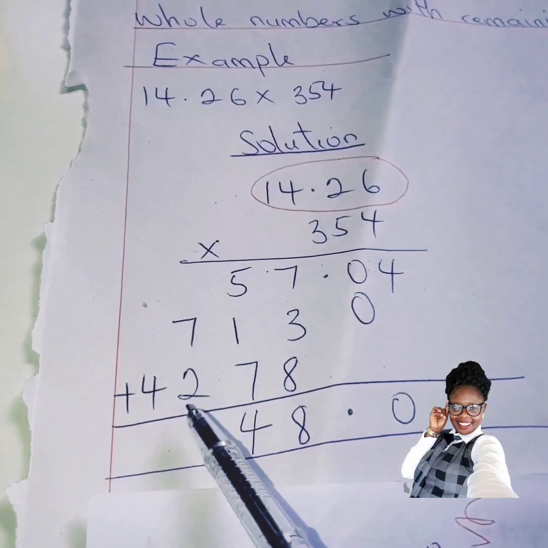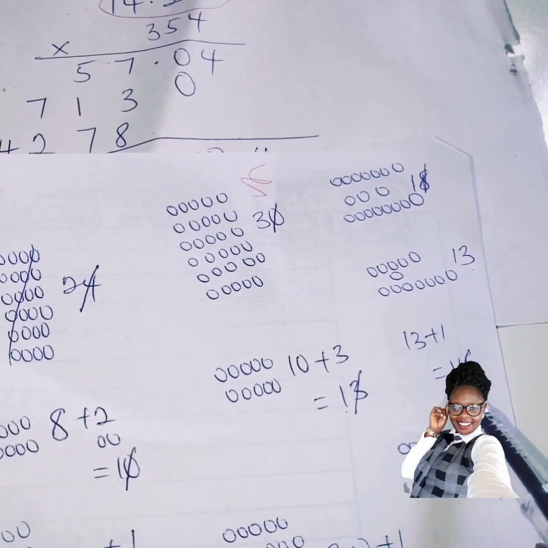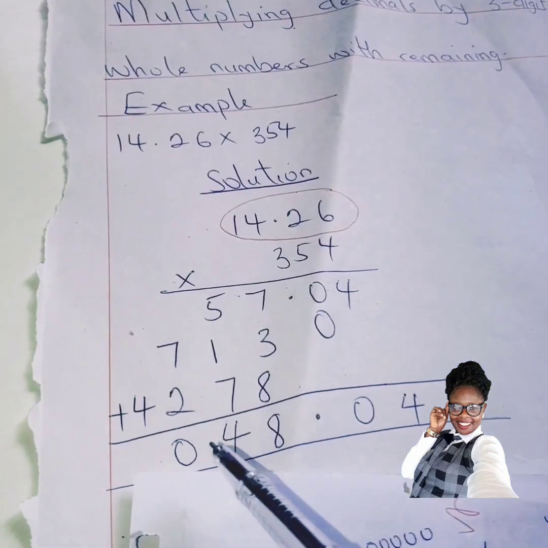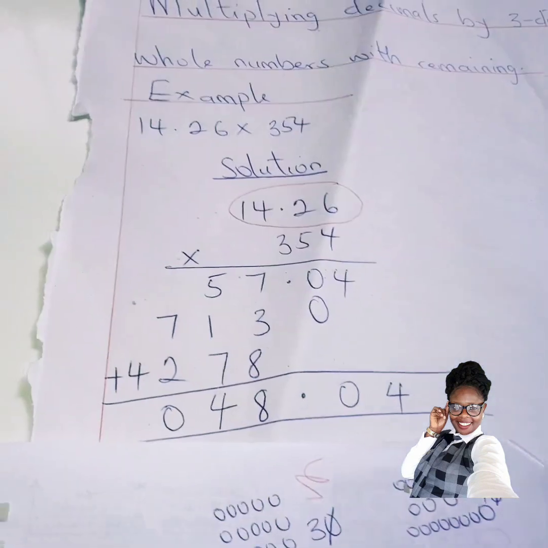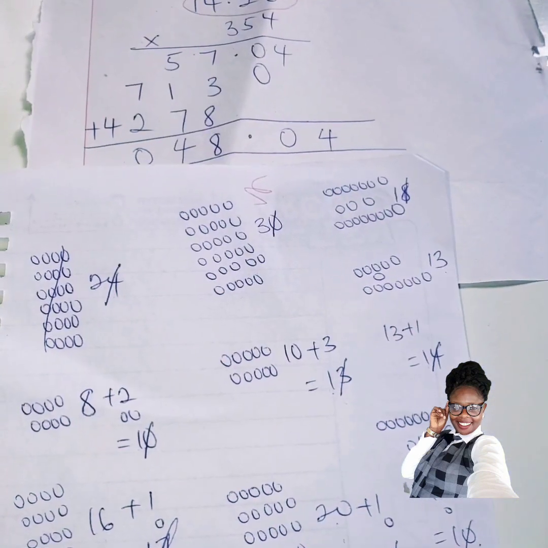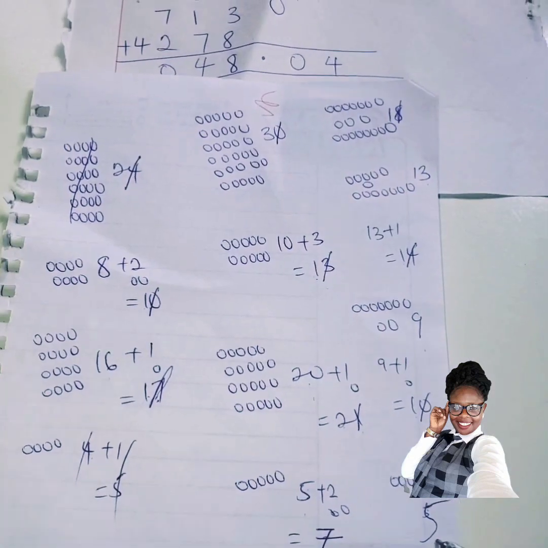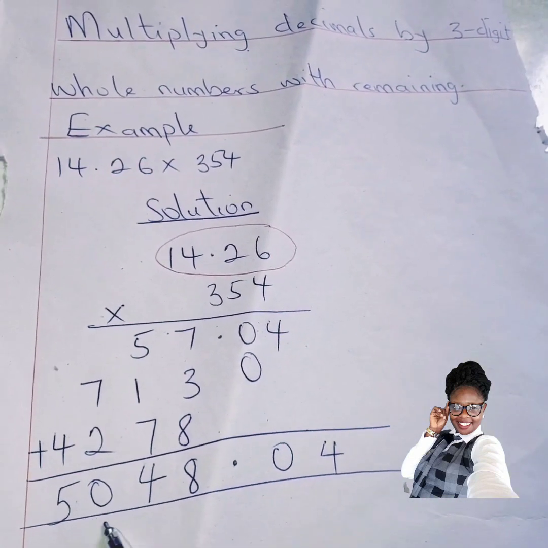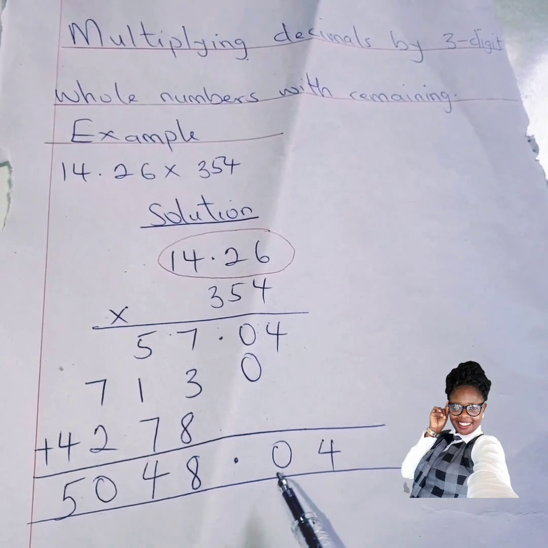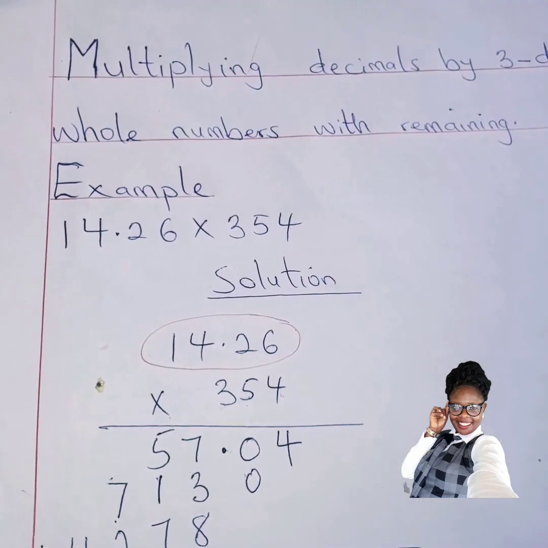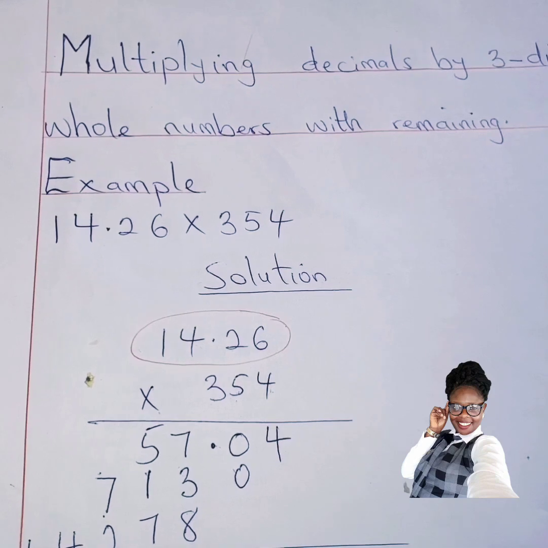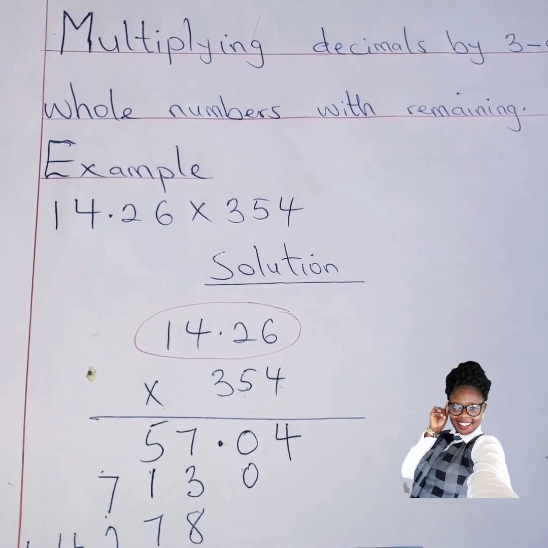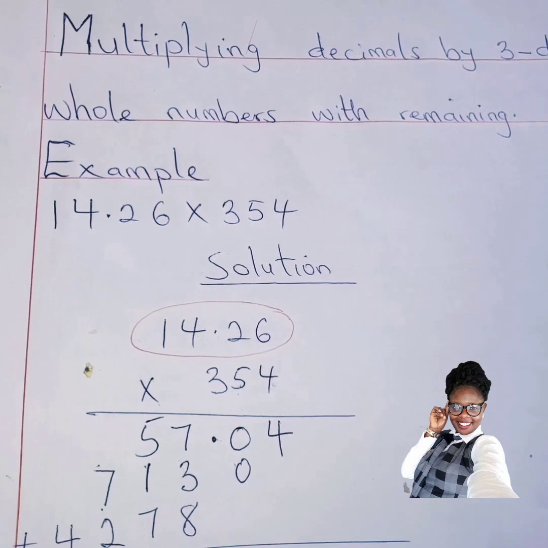7 plus 2 equals 9, plus the one I have left equals 10. I'll write the last digit here. 4 is here. 4 is there. Plus the one remaining equals 5. Here it is. My final answer is 5048.04.